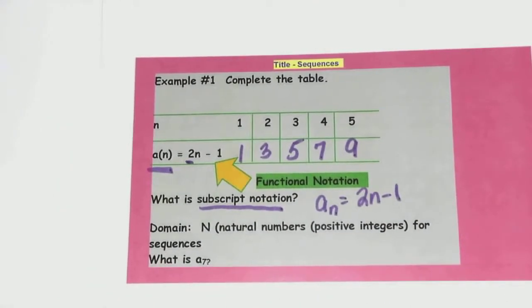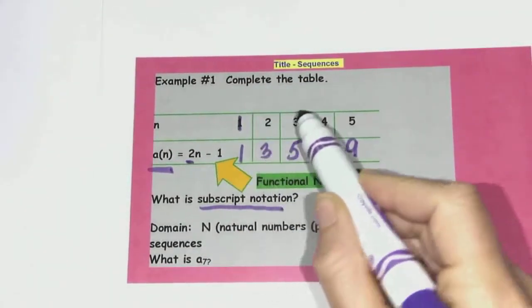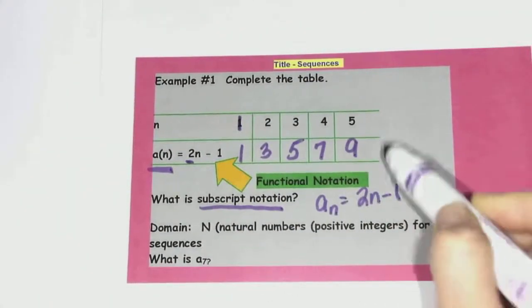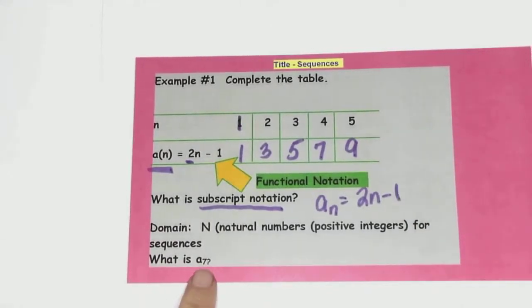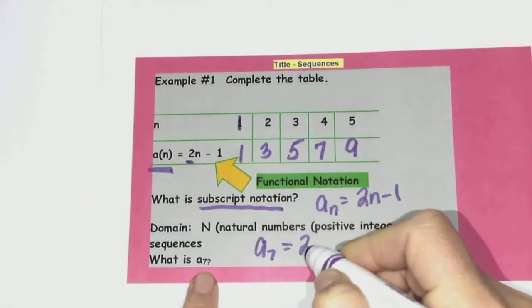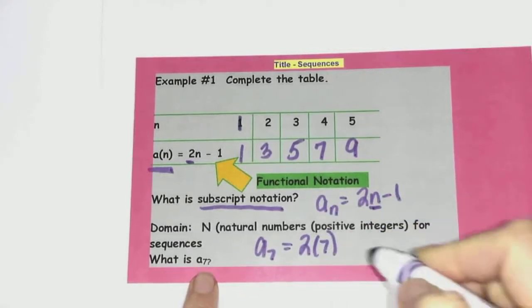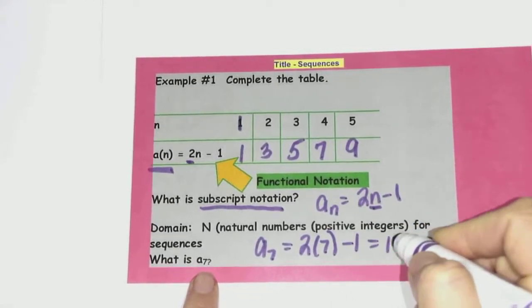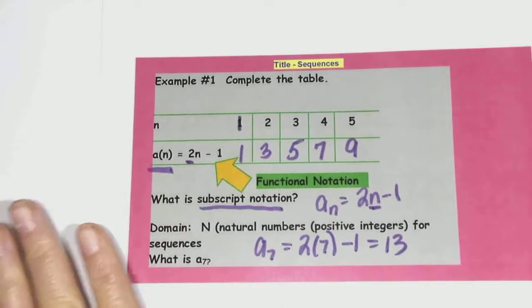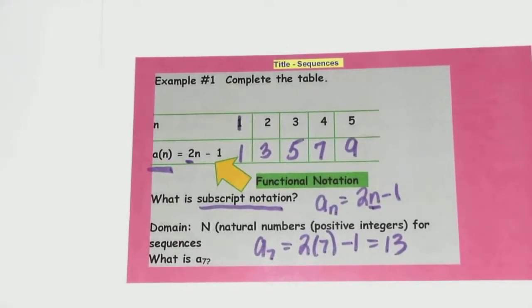Very similar. The domain that we will use is n, the natural numbers, meaning we're starting with number 1. This is the first term, second term, third term, fourth term, fifth term. So if I want to find a sub 7, the 7th term, I simply plug in a 7 for the n value. 2 times 7 is 14, minus 1 would give me 13. So example 1, to find a specific term, just take the formula and plug it in. Not too tough.